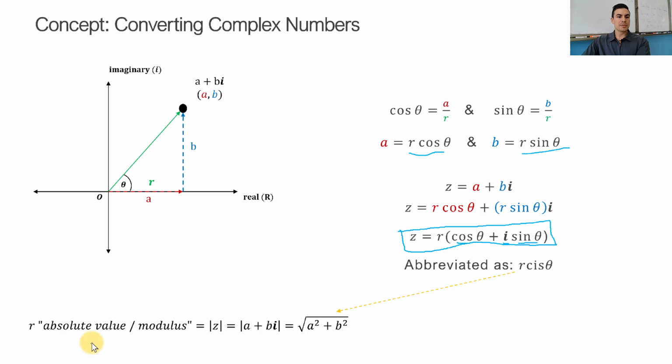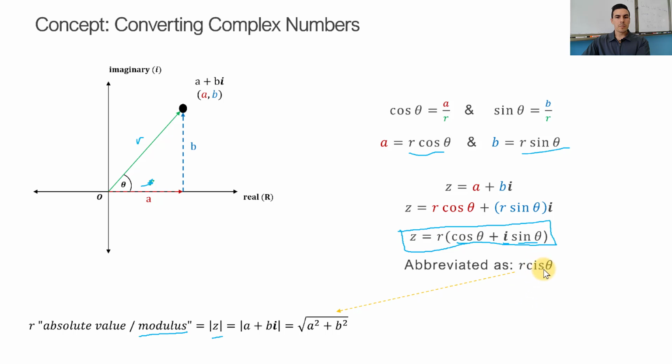Now, what is r? R, again, is our absolute value. That is our distance from the pole to my complex number point. And we also call that the modulus. Okay, so if you are ever asked to find the modulus, you are finding the absolute value, or the distance from the pole to that point. And we find that the exact same way as we found the absolute value of z, right? We just have a square root of a squared plus b squared.